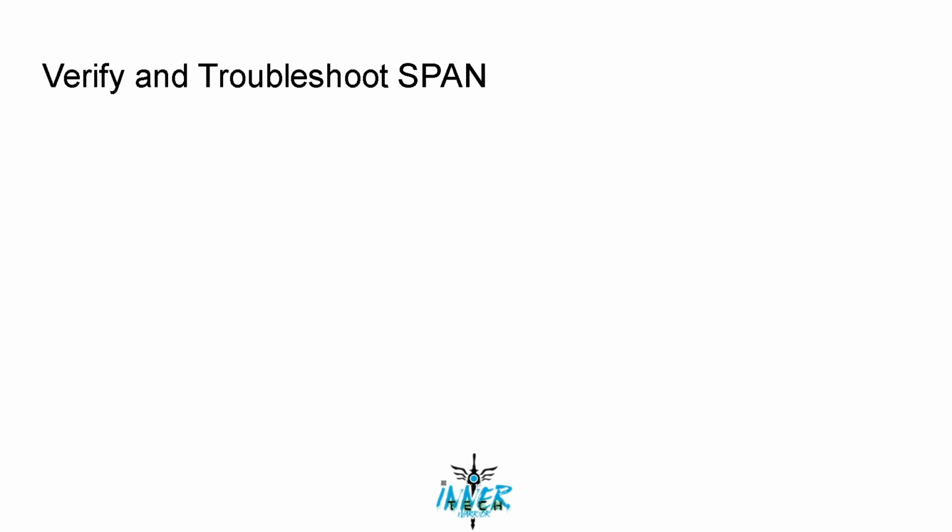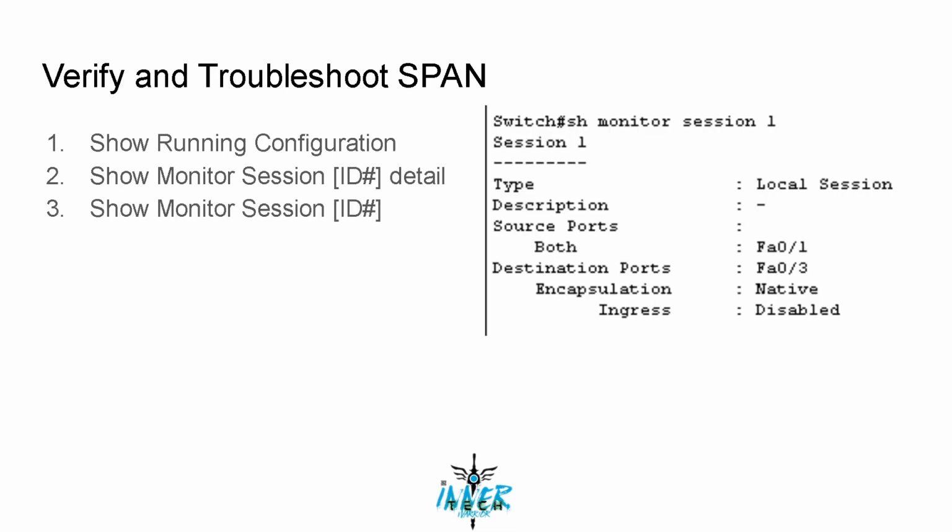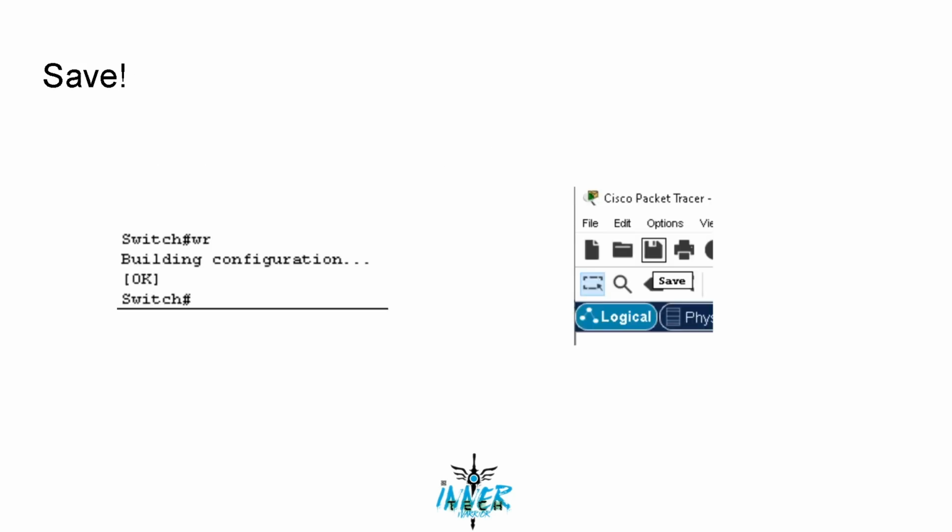So, in summary, we can view and troubleshoot the span sessions using either show running-config, show monitor session ID detail to see the details of a particular session ID, show monitor session ID for a summary of that monitor session ID number, or show monitor session all for a summary of all span sessions. Make sure to save your configuration with write and also save your Packet Tracer file. Then we'll test out our new mirrored traffic in the packet sniffer device before we move on to the RSPAN.